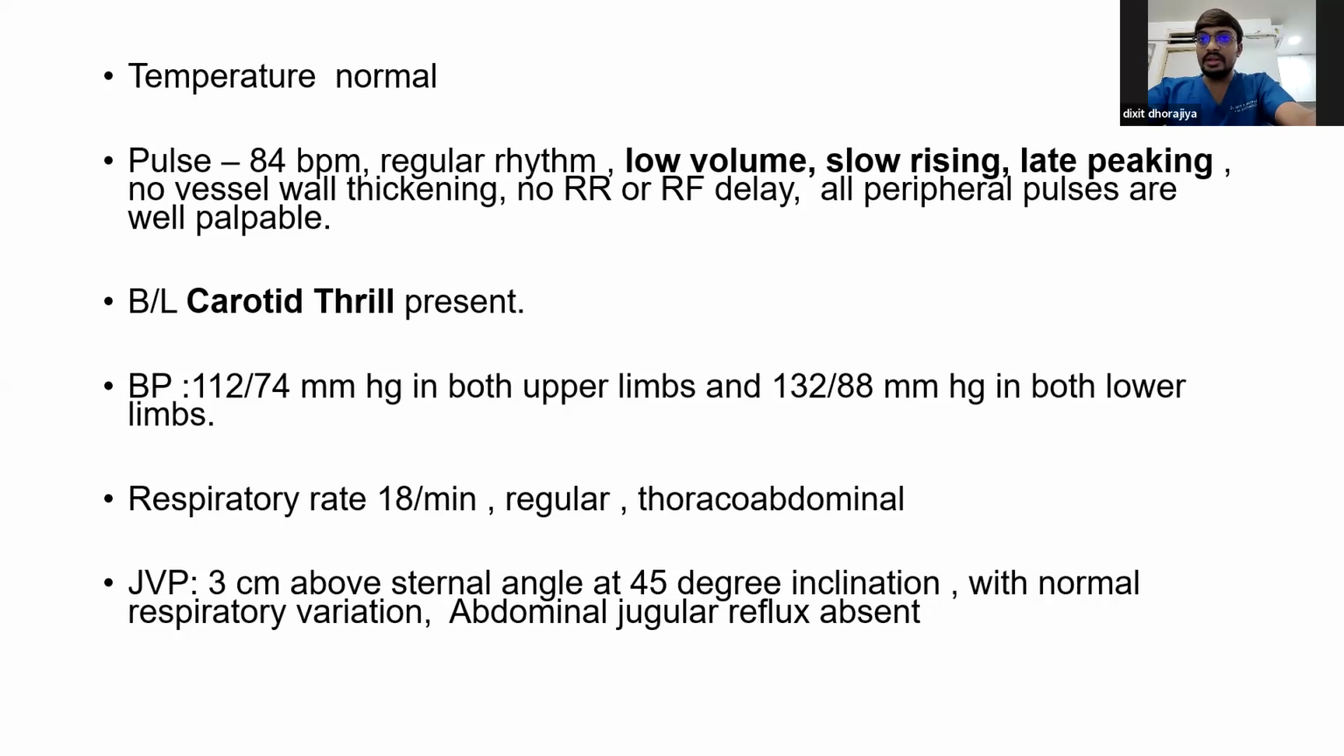Sir, bilateral carotid thrill is present. Blood pressure is 112 by 74 millimeter of mercury in both upper limbs and 132 by 88 millimeter of mercury in both lower limbs. Respiratory rate is 18 per minute, regular thoracoabdominal. JVP is 3 centimeter above sternal angle at 45 degree of inclination with respiration. Normal or raised? Normal, sir.